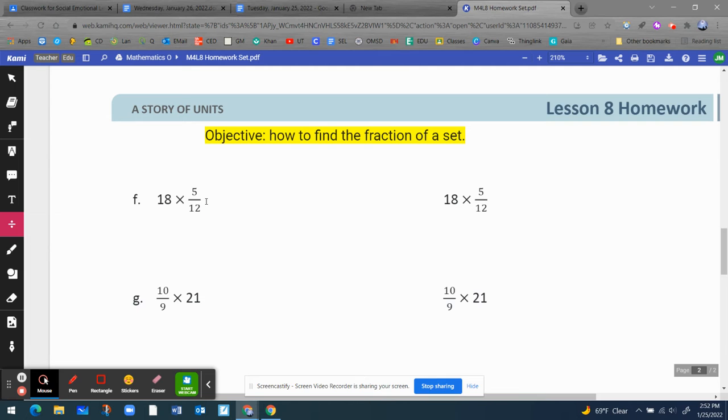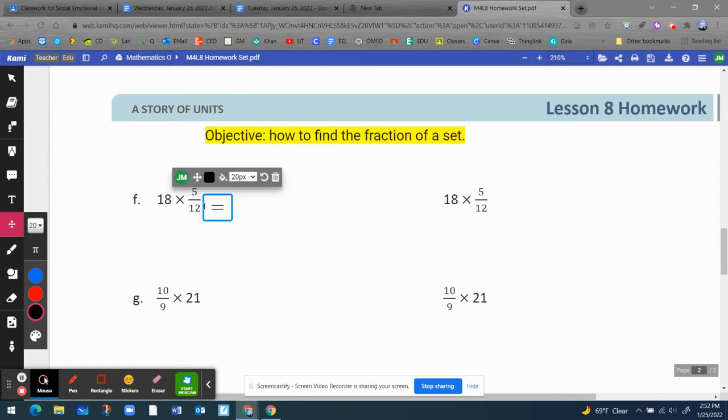I'm going to help you find the fraction of a set, and I'm going to show it to you in two different forms. Okay, let's begin. As you can see, this is a multiplication, and in this multiplication we have a fraction, which is 5/12. How much is 5/12 of 18?